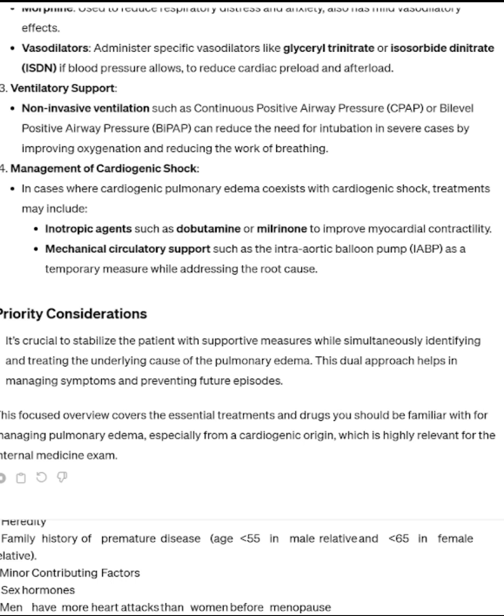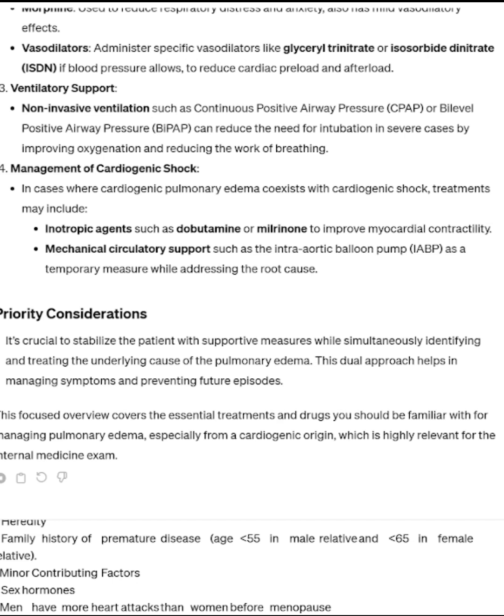4. Management of cardiogenic shock. In cases where cardiogenic pulmonary edema coexists with cardiogenic shock, treatments may include inotropic agents, such as dobutamine or milrinone, to improve myocardial contractility. Mechanical circulatory support, such as the intra-aortic balloon pump, IABP, as a temporary measure while addressing the root cause.